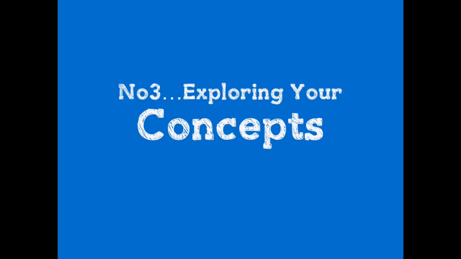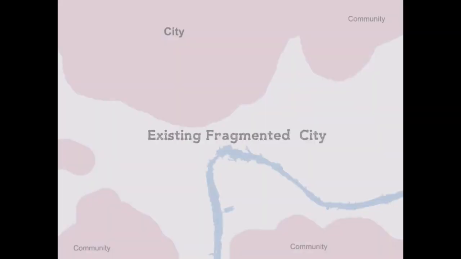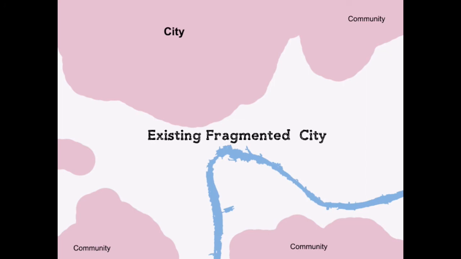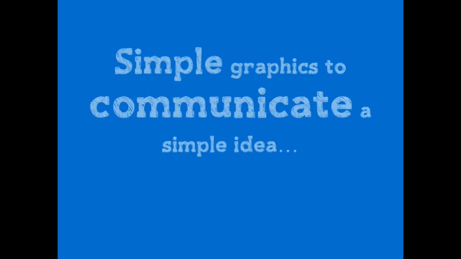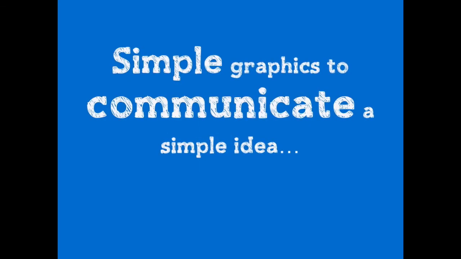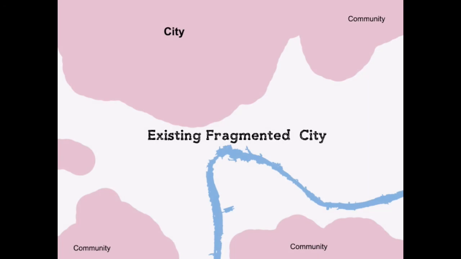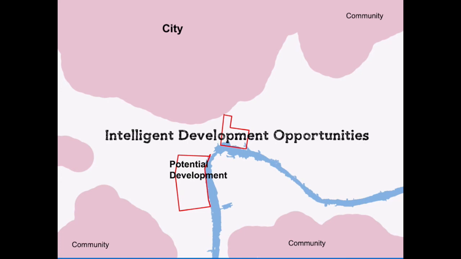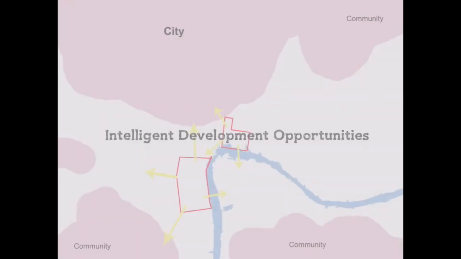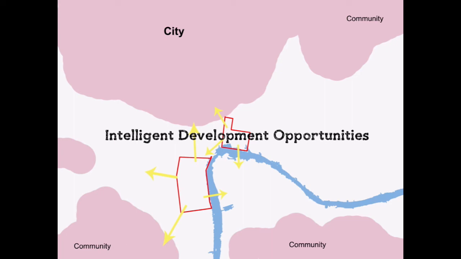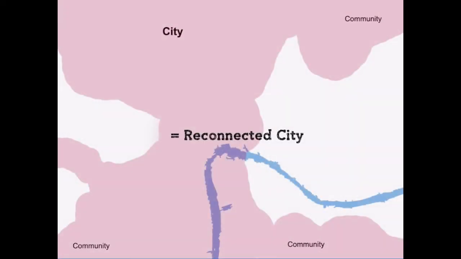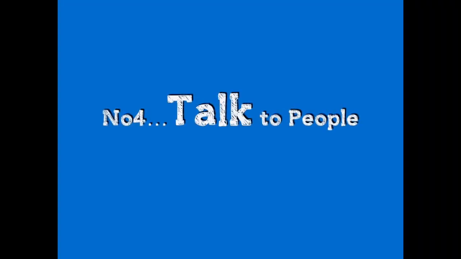Number 3, exploring your concepts. Now, exploring concepts is one of the fundamentals really of urban design. It's communicating ideas in a simple way. So here we have an existing fragmented city, a very similar story throughout the world. We've identified potential development opportunities within the gaps. If we encourage linkages between these, all of a sudden we get a reconnected city, and this simple idea shows us the map to get a sustainable urban area.